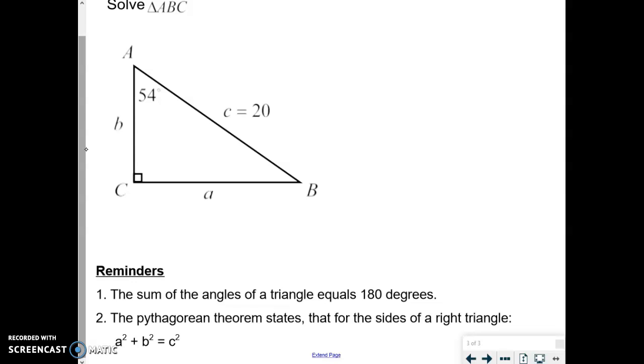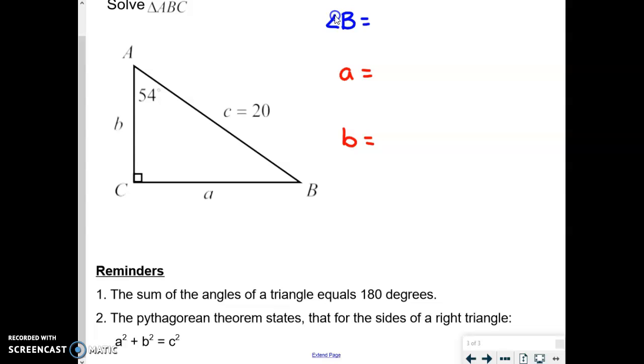So if we take a look at this, the things that we need to find, or the things that we need to solve for, are we need to find angle B, we need to find side A, and we need to find side B.